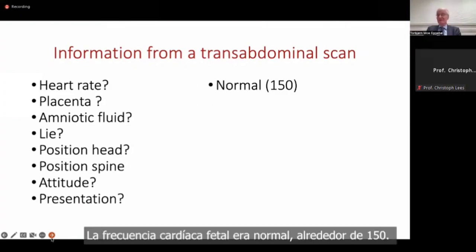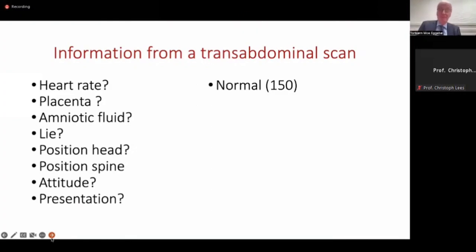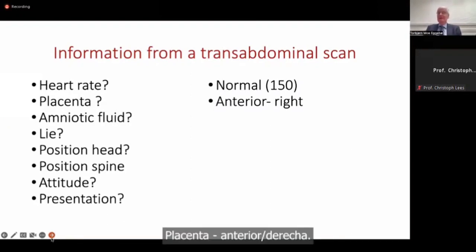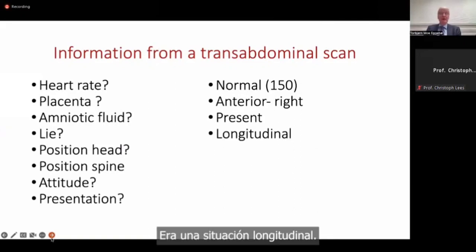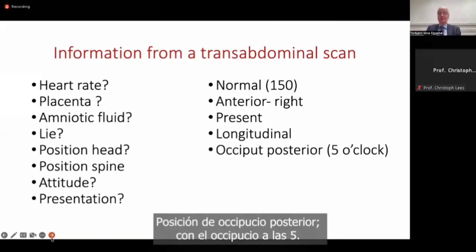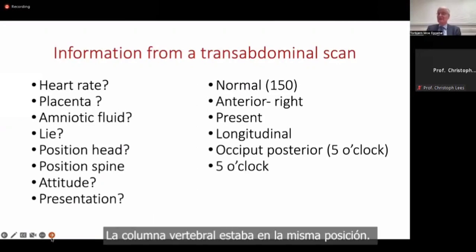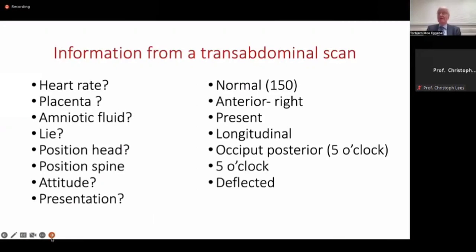The fetal heart rate was normal, around 150. Placenta anterior right. Still amniotic fluid present. It was a longitudinal lie. Occiput posterior position with occiput at 5 o'clock. You could see the fetal eyes and the nose at 11. The spine was at the same position.